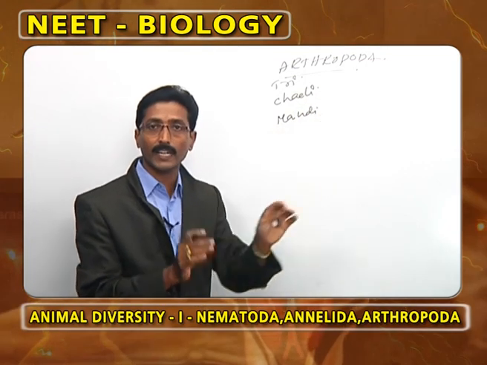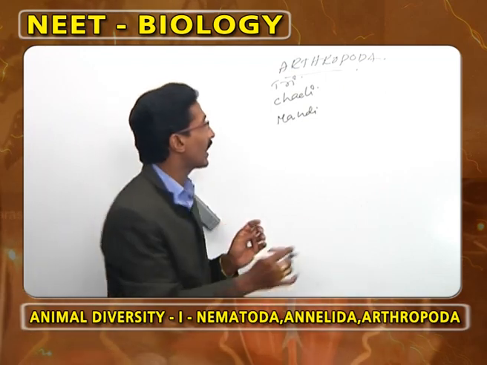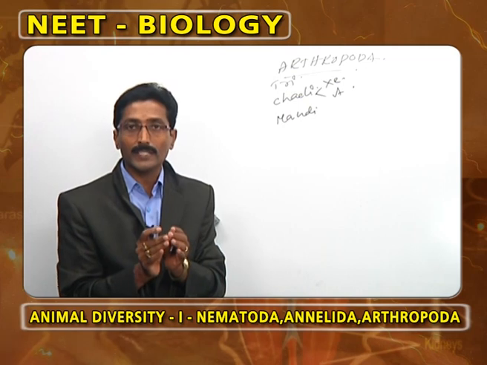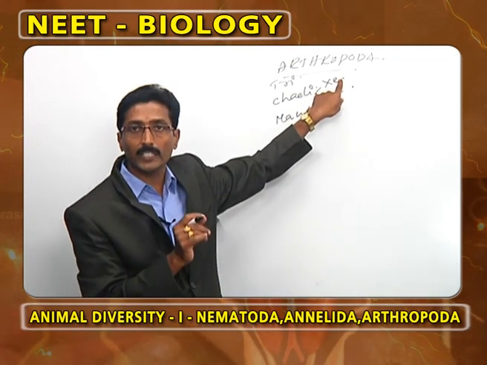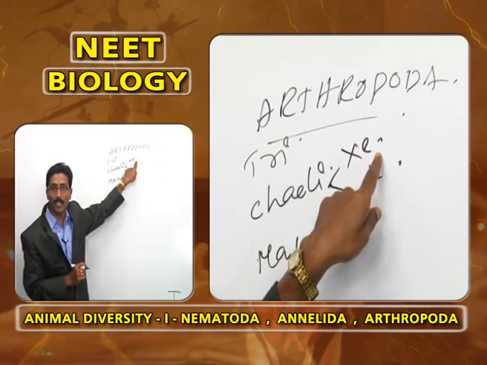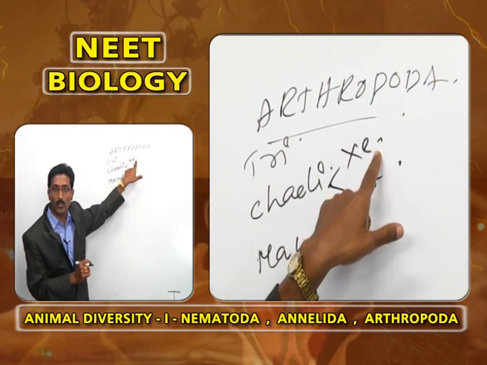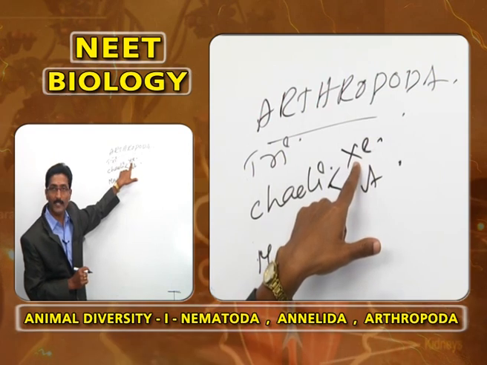Such Chelicerata is classified into two classes. One we call Xiphosura and the second one we call Arachnida. What is the peculiarity of Xiphosura? Here the genital operculum is present. Here what are the respiratory organs? The book gills. Here the body is divided into prosoma, mesosoma, metasoma. The metasoma ends as telson.